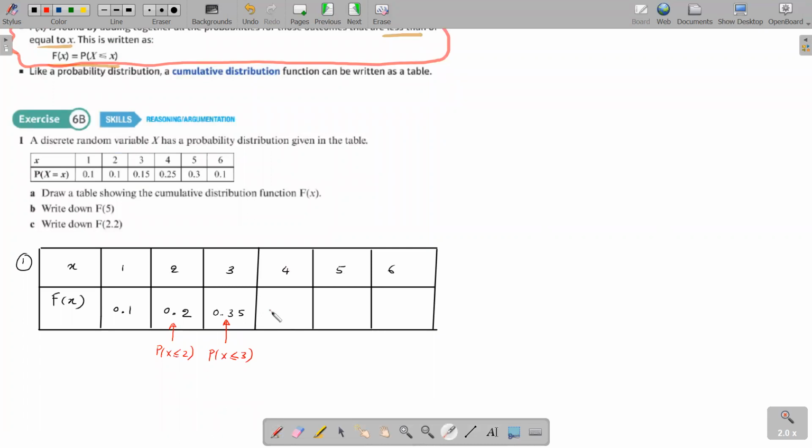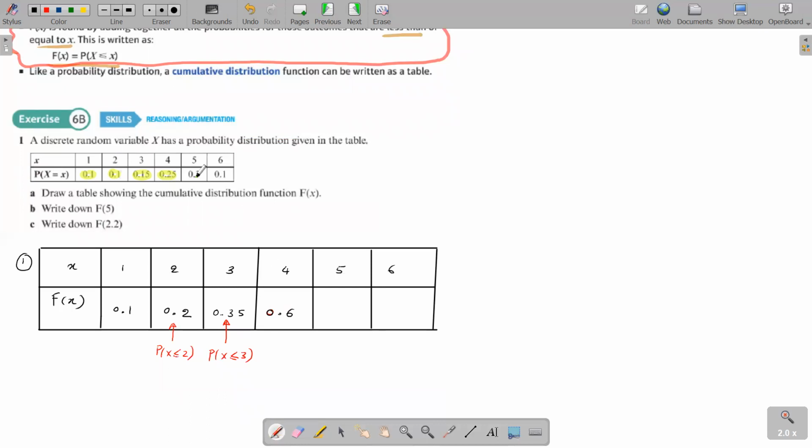Can you quickly give me the answer for x is 4? The cumulative probability when x is 4, add all the probabilities: 0.1, 0.1, 0.15, and 0.25, which is 0.6.